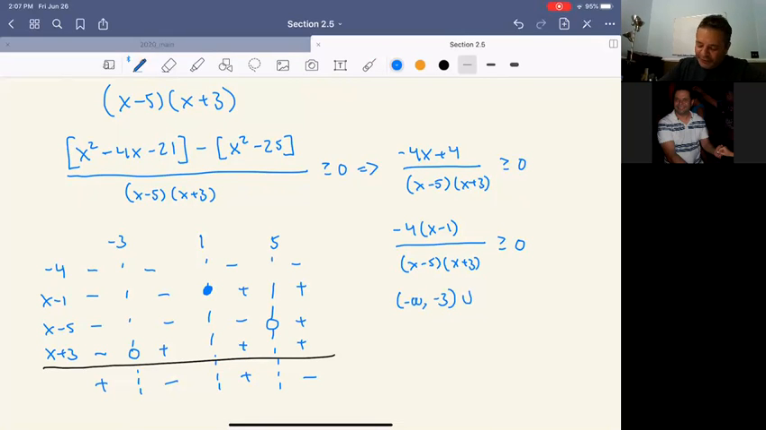Then from 1 to 5, and we include the 1, but we do not include the 5.